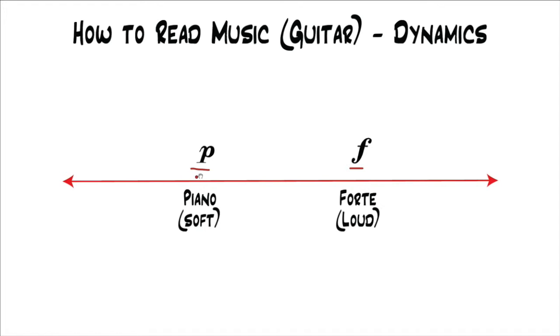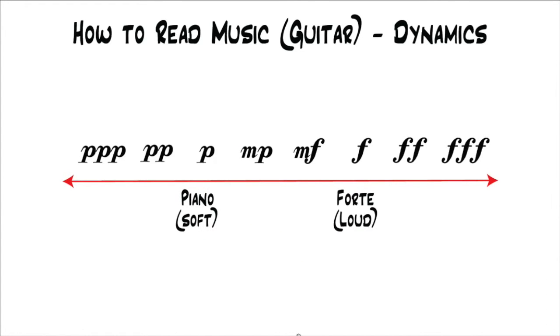And I put them here on this horizontal line because you're going to have abbreviations that represent softer than this, abbreviations that represent louder than this, and abbreviations that fall between these two. Here are the most common abbreviations you're going to find. Below P, you can just start adding more P's. So you have PP, PPP. Above F, you can have FF, FFF, and it can keep going, but that's pretty uncommon.